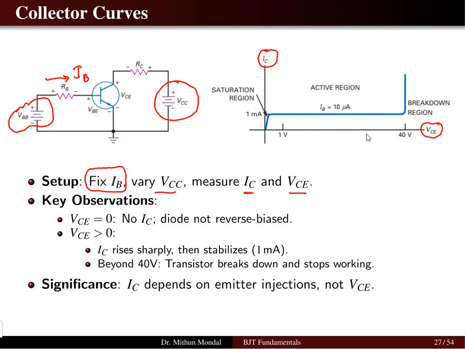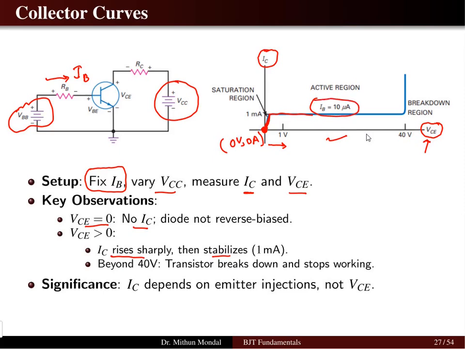Now if you observe this waveform, when the collector emitter voltage is 0, there will be no collector current. This is the point where the collector emitter voltage is 0 volt, so you do not have any current in the collector. So the collector current is also 0. Now if you increase the collector emitter voltage, you will see that the collector current rises sharply, and then it stabilizes to a fixed magnitude of current. We have taken one example here for 10 microampere.